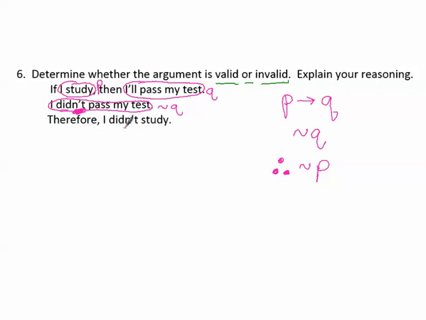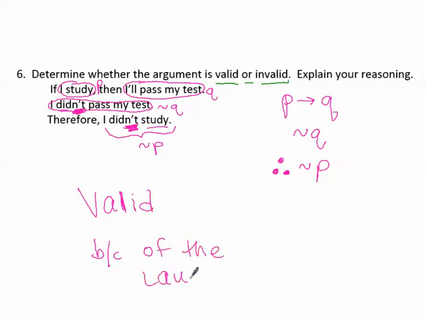Therefore, I didn't study. I study is P, so I didn't study is not P. And that matches what it's supposed to be using the law of the contrapositive. So this is valid because of the law of the contrapositive. And now you're ready to make logical arguments.